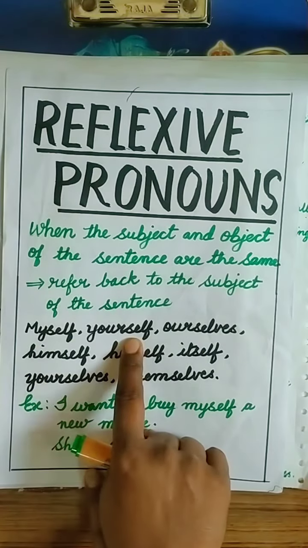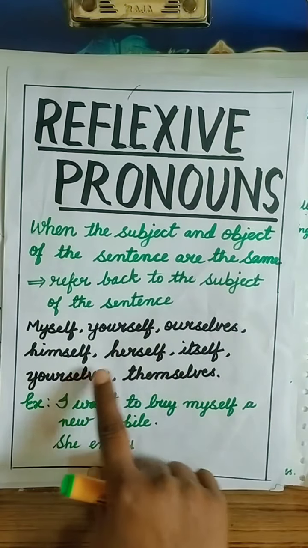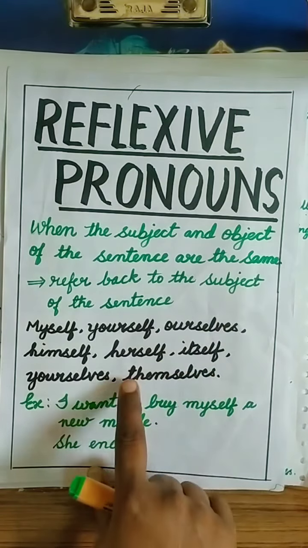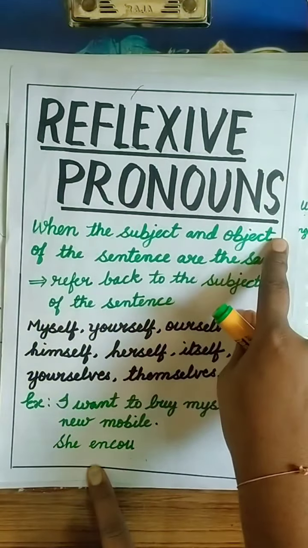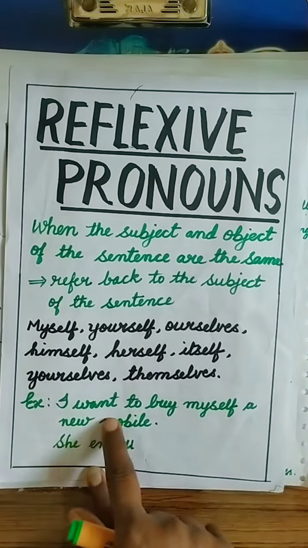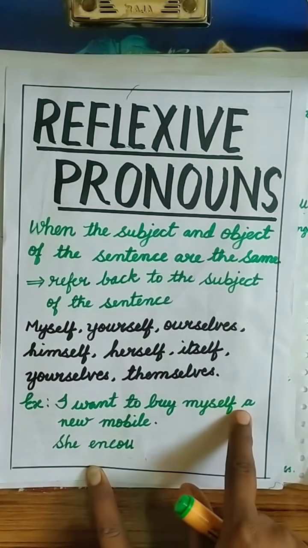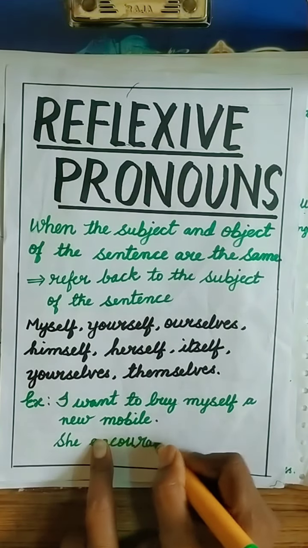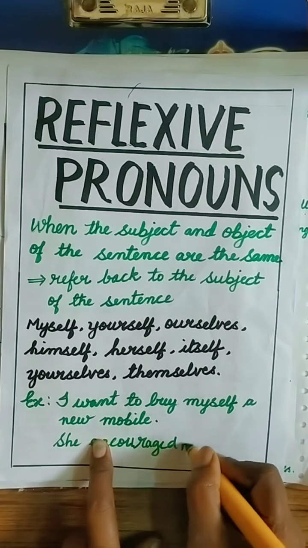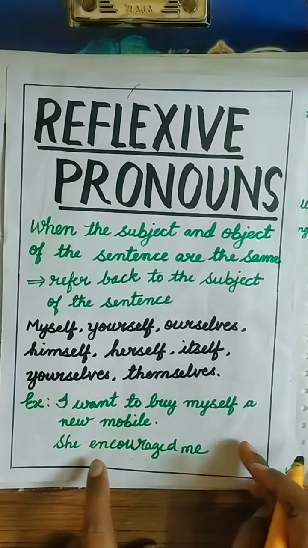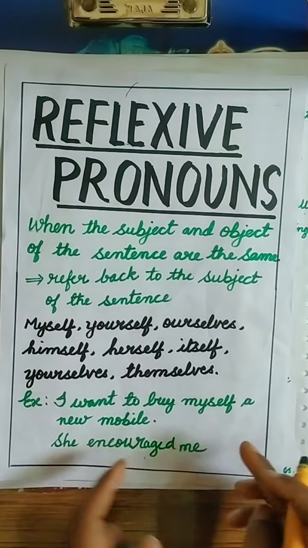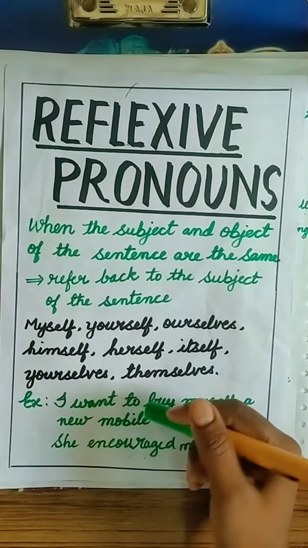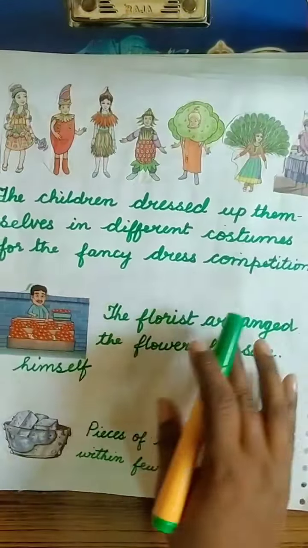Myself, yourself, ourselves, himself, herself, itself. All these words come under reflexive pronouns. Example: I want to buy myself a new mobile. She encouraged me. In the sense, she encouraged me in her ideas. Okay, now the examples of reflexive pronouns.